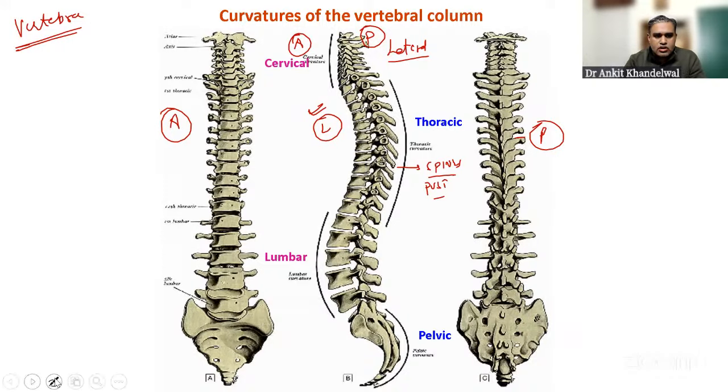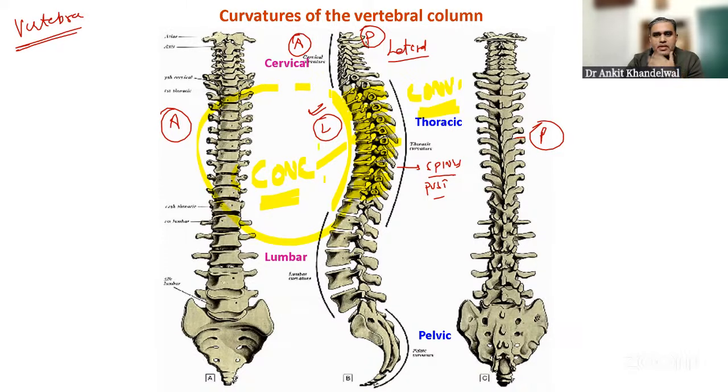If you look at the thoracic part, let me highlight over here. This is the thoracic part. Here, what you will see is that anteriorly it is concave, and posteriorly you can see it is convex. Anterior concave means it provides more space for the lungs and the heart anteriorly, because this is where the cavity lies.